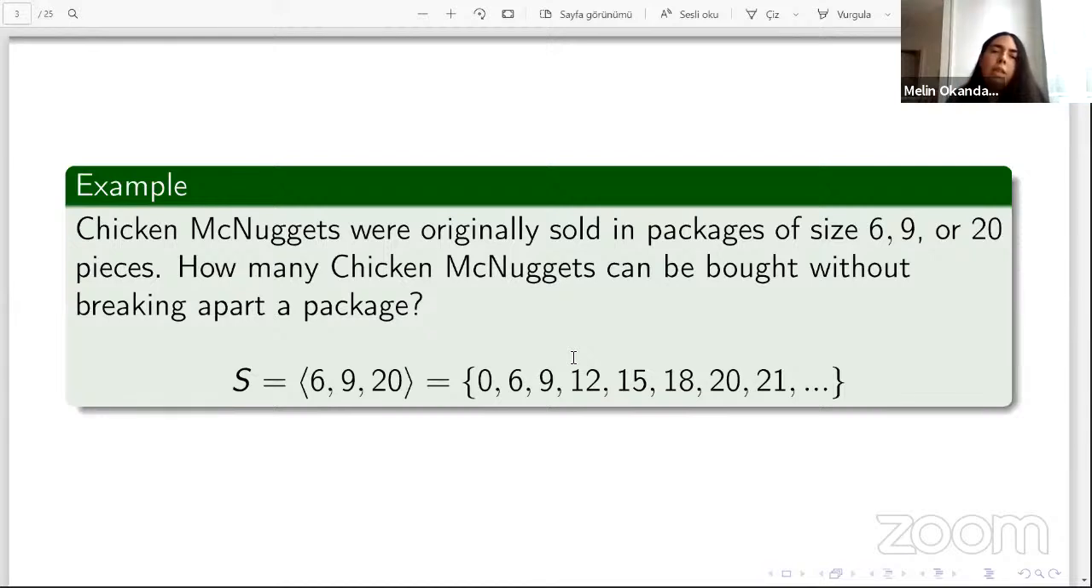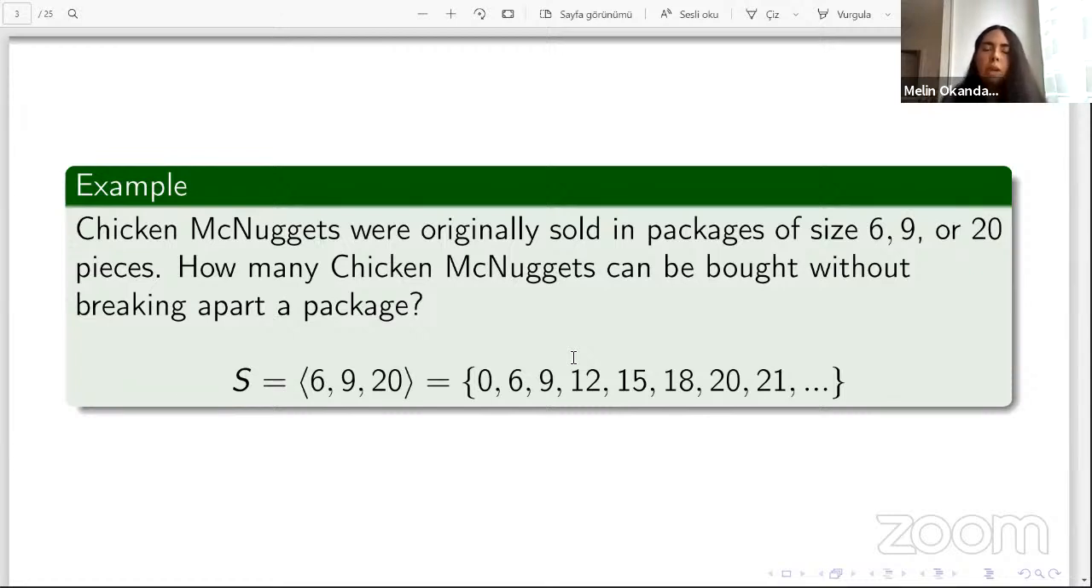So let's see it more clearly in a concrete example. Assume that you walk into McDonald's and you want to buy chicken McNuggets. You know that they are only sold in packages of 6, 9, and 20. For example, there is not a package that contains 13 chicken McNuggets. You need to always buy 6, 9, or 20. How many chicken McNuggets can be bought without breaking apart the package? You are not allowed to leave some McNuggets and, for example, take 5 of them but leave aside 1 of them. So how many chicken McNuggets can be bought in this way?